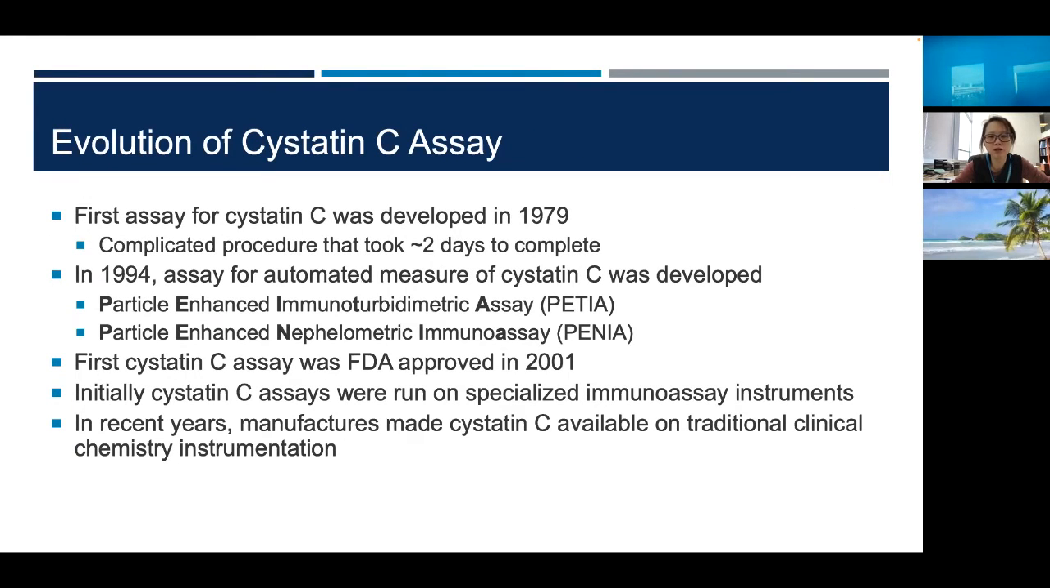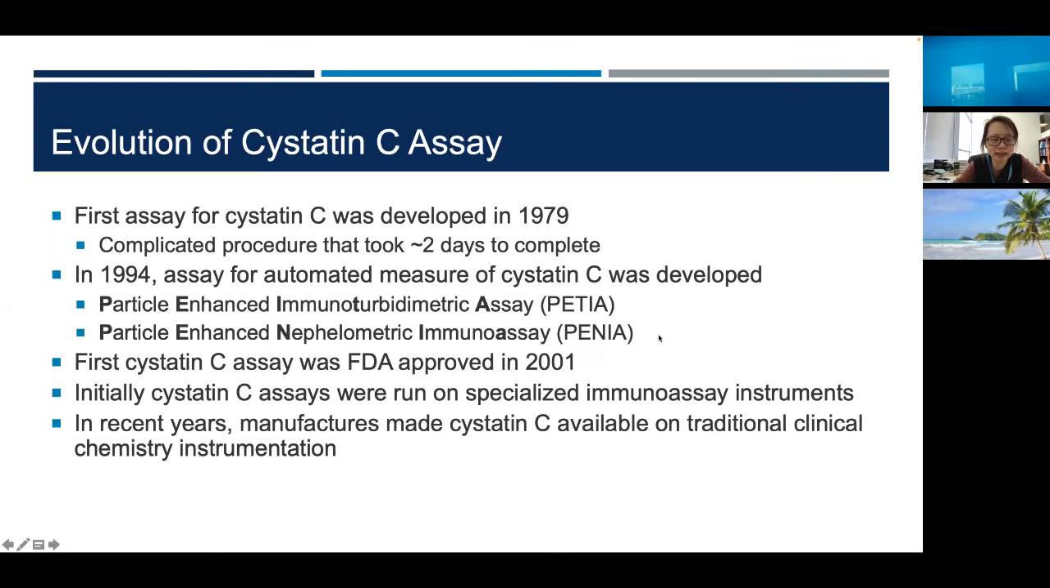And next, I want to talk about the evolution of the cystatin C assay. Cystatin C was first discovered in 1979. The first assay for cystatin C was developed in 1979. It was a very complicated procedure that took about 2 days to complete, and it was developed by Dr. Grubb. Then it took 15 years to automate the measurement of cystatin C, and that was in 1994.